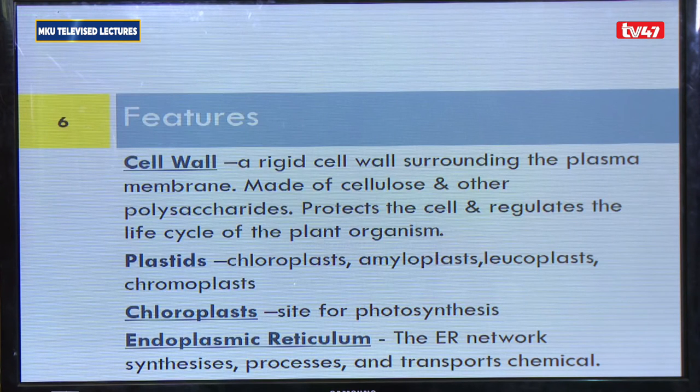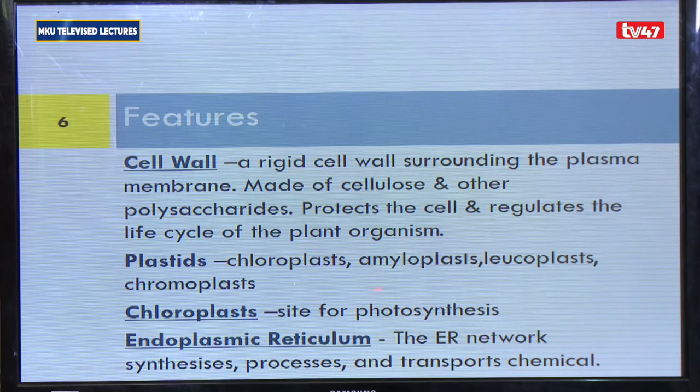Now, to briefly look at the structures associated with the plant cell, there is the cell wall, the rigid structure that surrounds the plasma membrane, and it is basically made up of cellulose and other polysaccharides. It tends to protect the plant cell, and it also regulates, to some degree, the life cycle of the plant. So the cell wall is rigid in nature, and that gives the plant cell its rigid characteristic. And then we have the plastids.